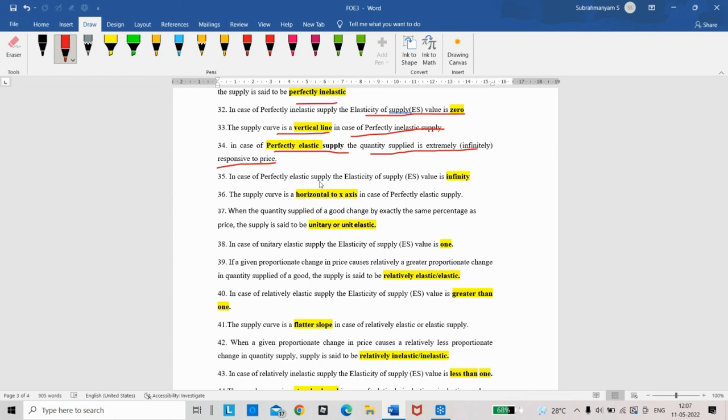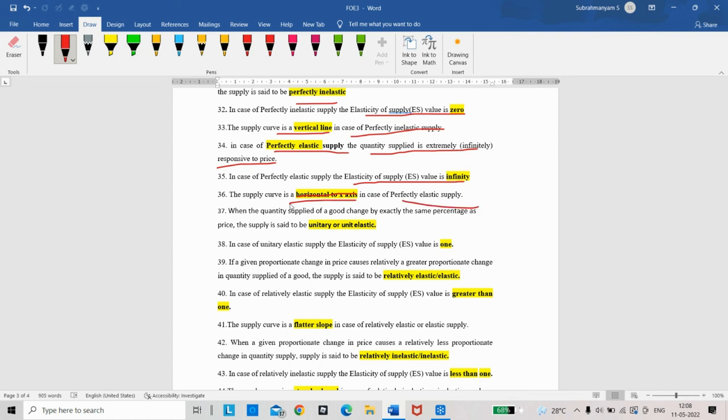In case of perfectly elastic supply, the elasticity of supply value is infinite. The supply curve is horizontal to the x-axis. That is in the case of perfectly elastic supply.